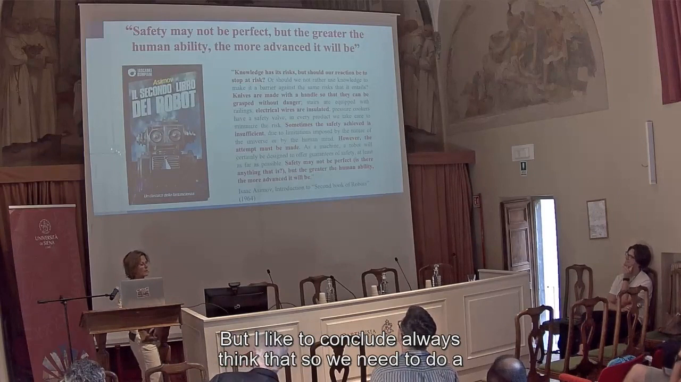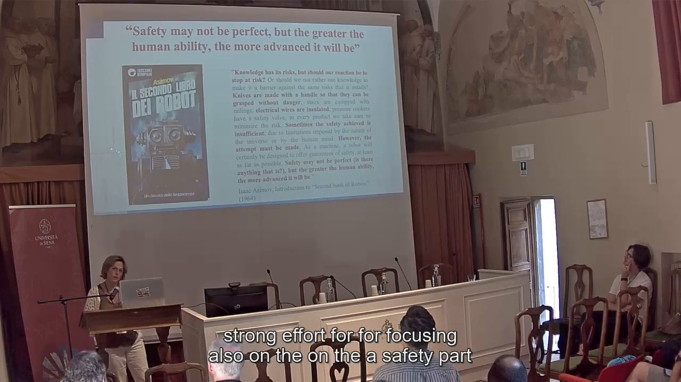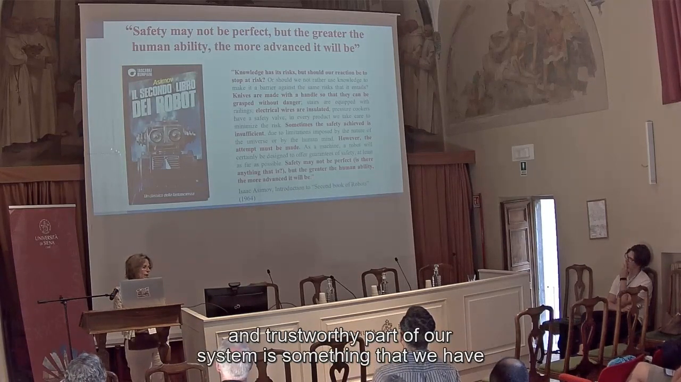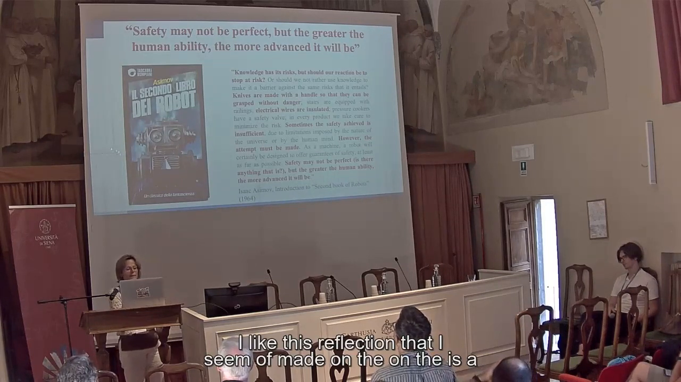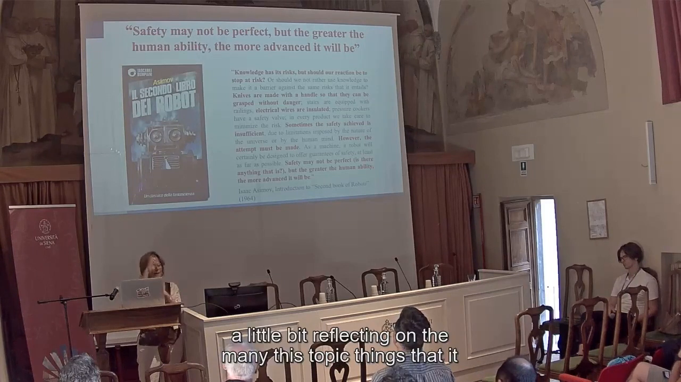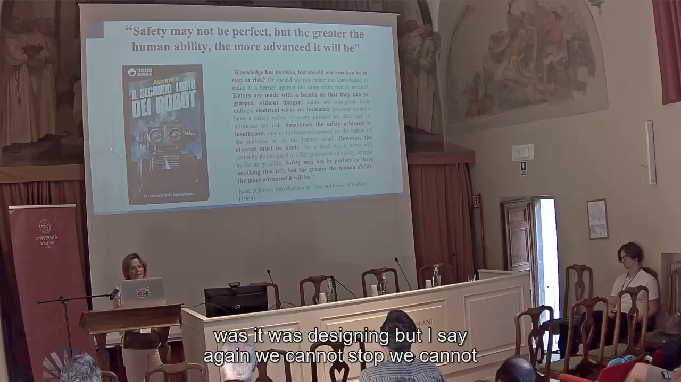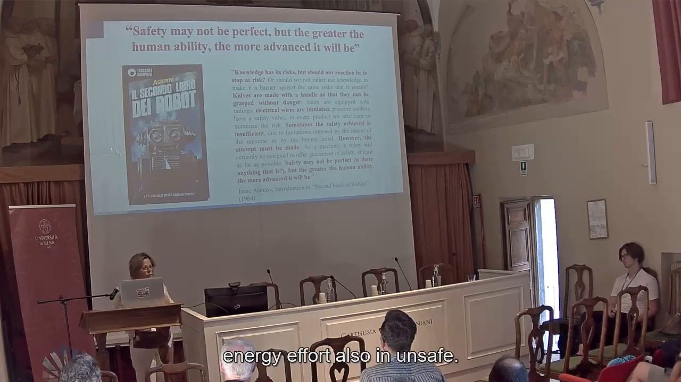But I like to conclude always saying that we need to make a strong effort focusing also on the safety part and the trustworthy part of our systems. It's something that we have to put our effort into. I like this reflection that Asimov made in his book on robots. It was the introduction, which I think was reflecting on the many dystopic things that he was describing. But I say again, we cannot stop what is going on, but we should put our energy and effort also on safety.